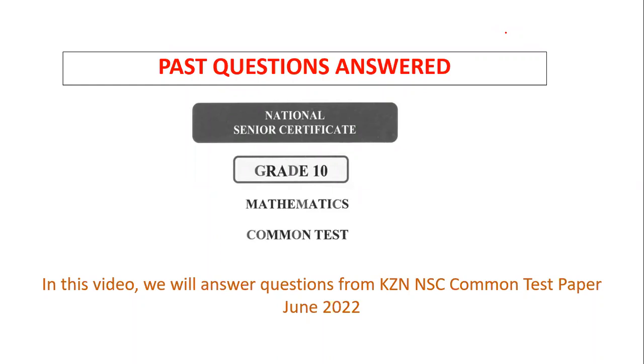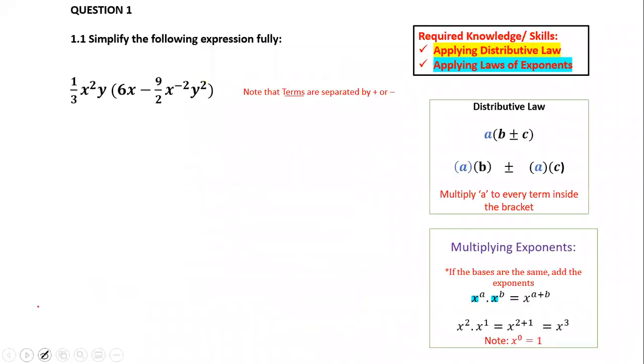So in this video, we'll answer questions from NSC Common Test paper and we'll focus on KZN June 2022. So let's get to it. Question 1.1. Simplify the following expression fully.